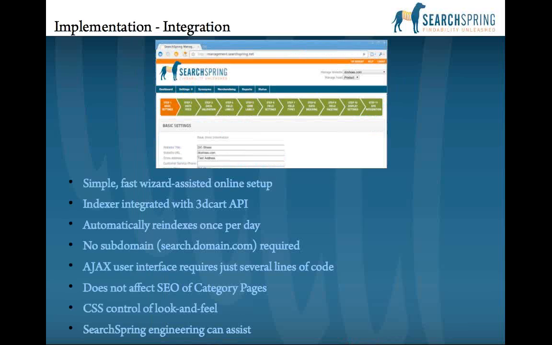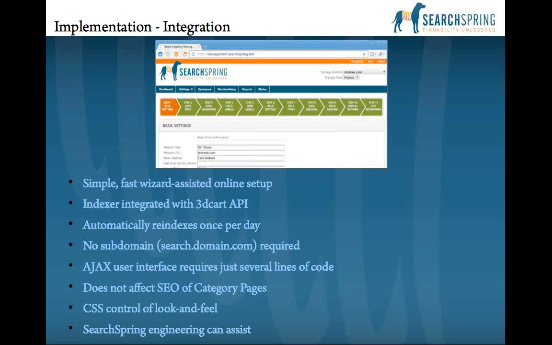Searchspring is configured to be very easy to implement. You can actually do it on your own by coming to our site and signing up, and it will walk you through a 10 or so step wizard. Basically it goes through the 3DCart API to acquire the product information. It automatically reindexes once per day, so you never have to worry about it being fresh.